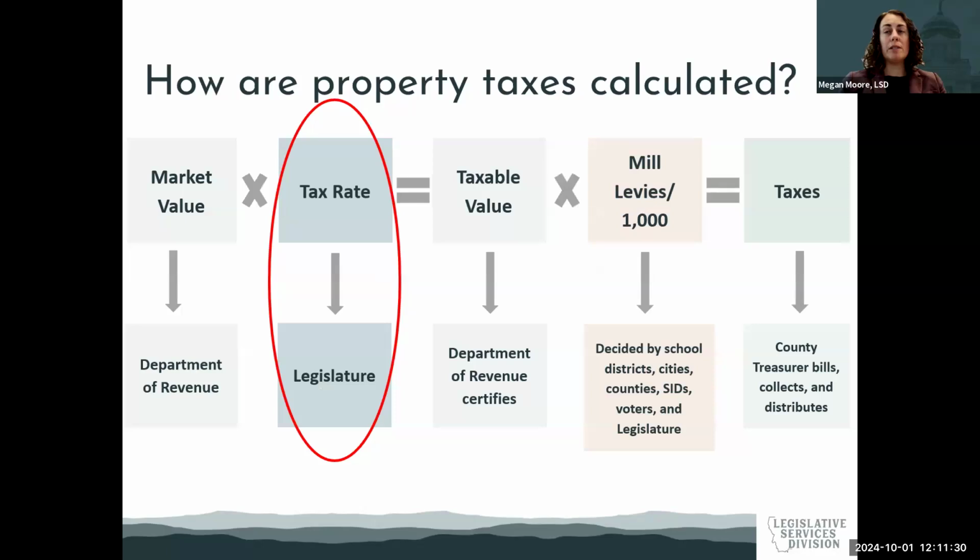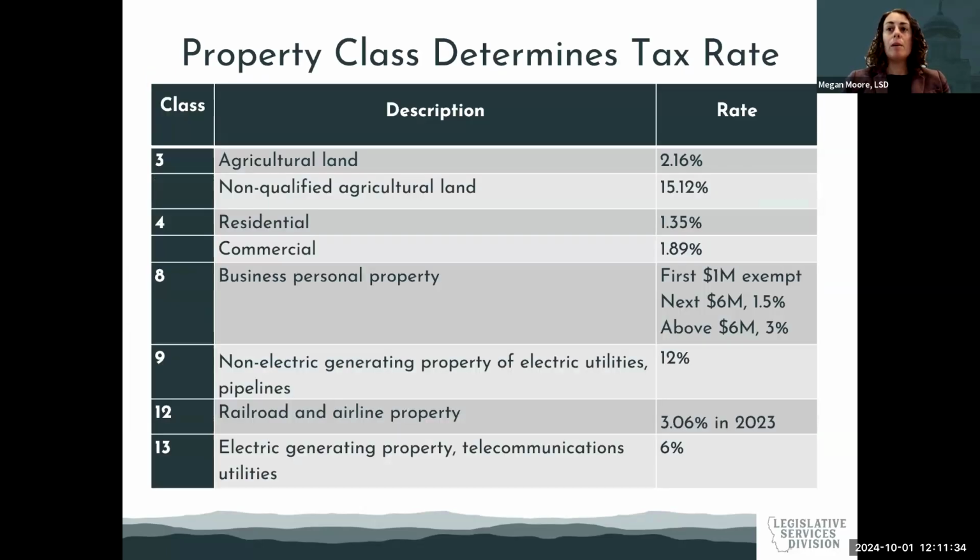Now we're going to shift gears to talk about the tax rate. The tax rate for a property is determined by its property class. In Montana, we have 16 classes of property, numbers 1 through 18. However, there's no class 6 and no class 11. This table does not show all the classes and rates. However, it shows the classes that have the largest amount of property by value within the state.